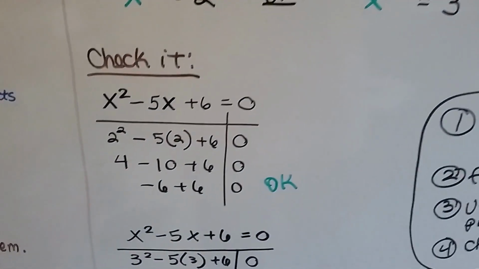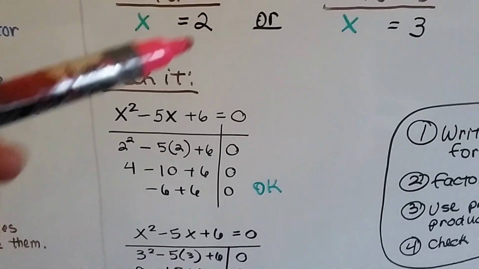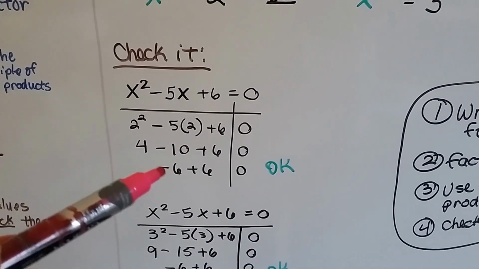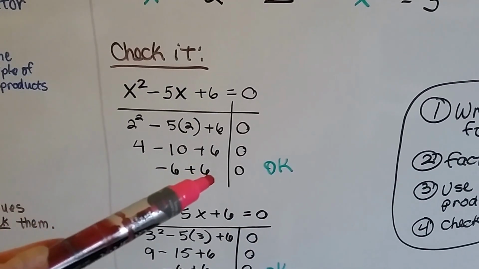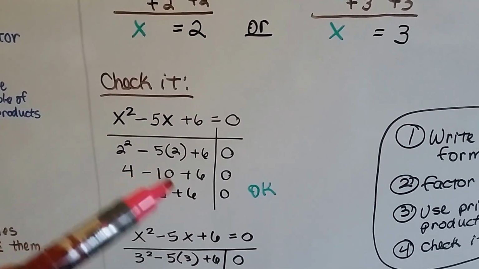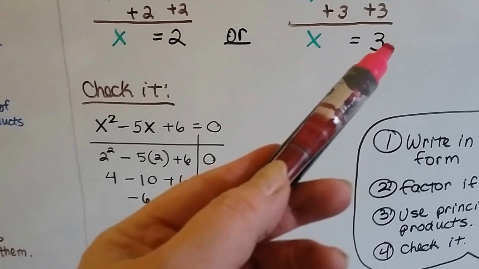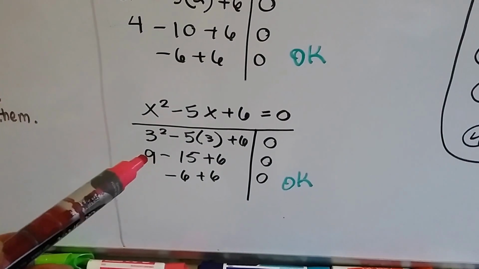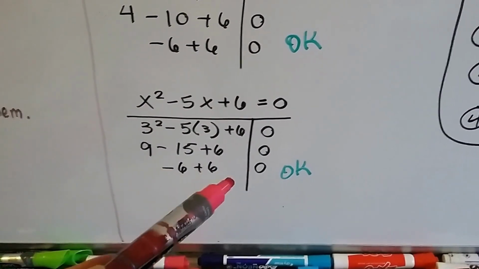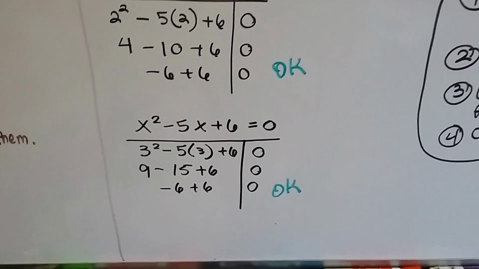So now all we have to do is check it. We can plug this 2 in wherever there was an x, and we come out with minus 6 plus 6, see? And that equals a 0. So we know that that side's okay because it equals a 0. Now let's try 3 as the x. We plug that in, we do our math, and we get negative 6 plus 6. That's a 0, so that worked out okay.